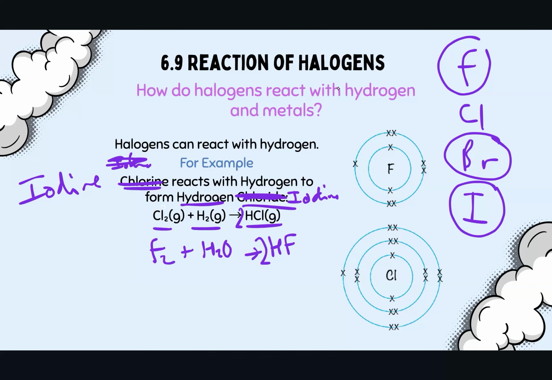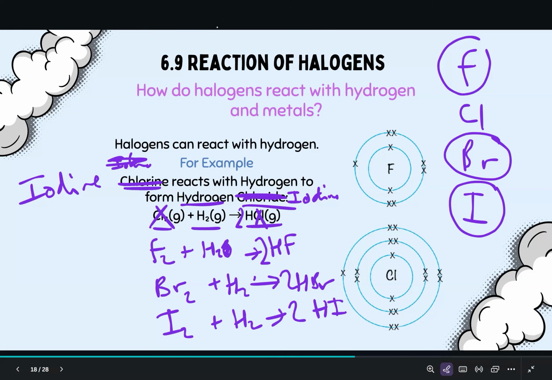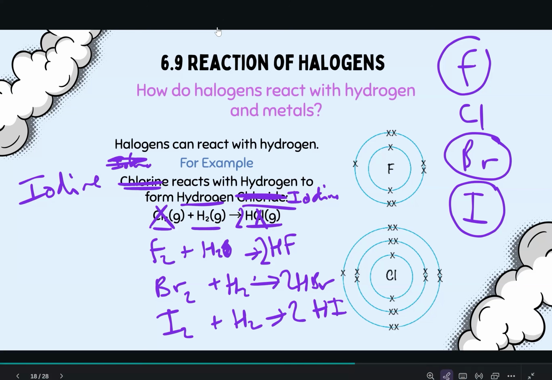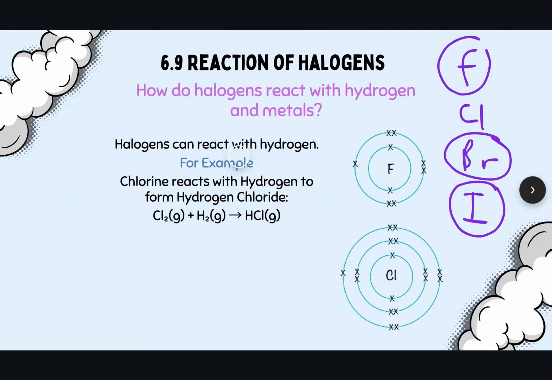Now let's do it with bromine. You see, all I'm doing is swapping the chlorine out with the new thing. Bromine plus H2, just the hydrogen, makes 2HBr. Now let's do it with iodine. I2 plus H2 becomes 2HI. So once you remember the formula once, you've got it forever, whatever you add to it.